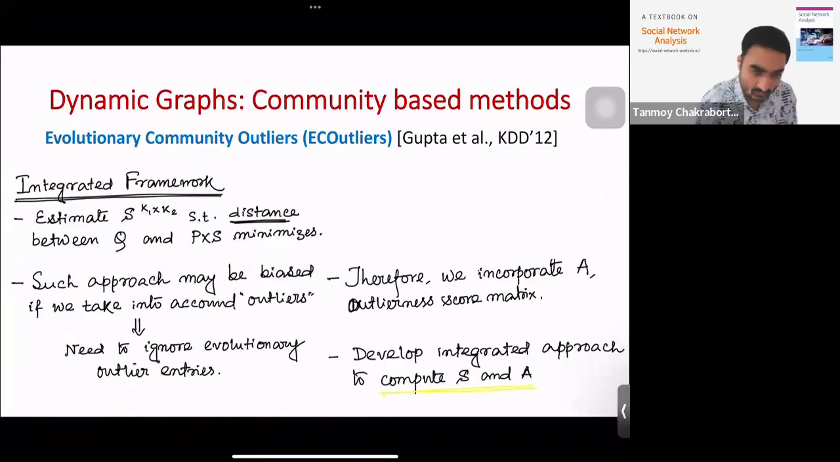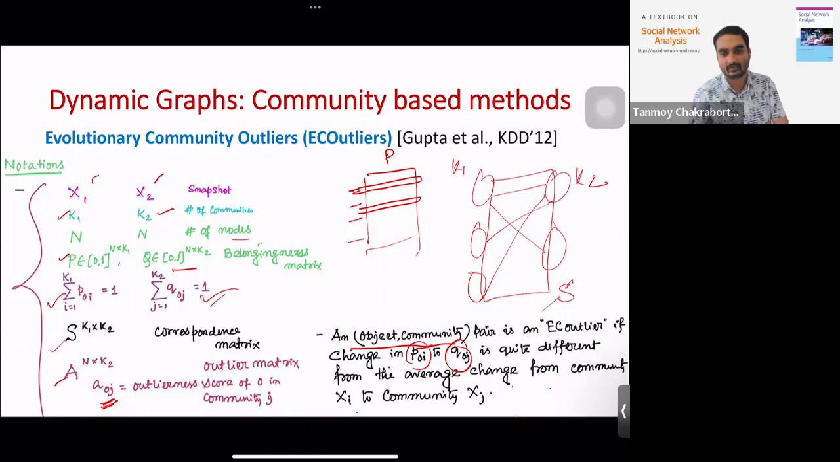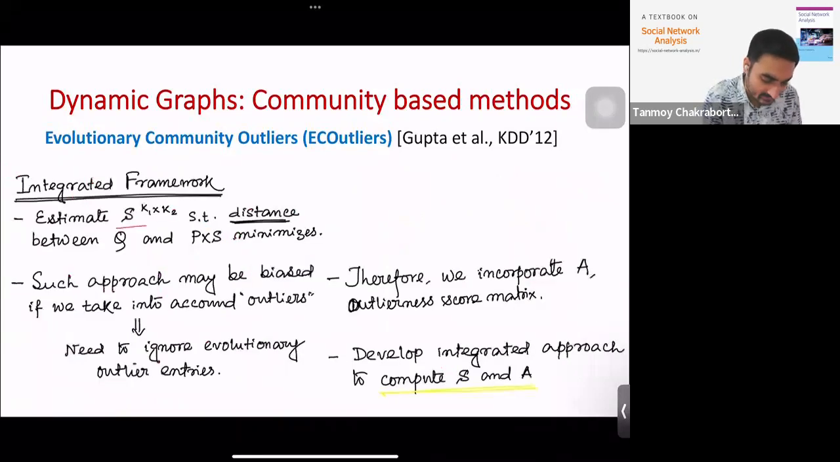Now let's look at the method. So what is our task? What are known? We know this one, we know this one. Let's assume that you have some ways to quantify the belongingness of a node to a community. You already know the snapshot, so you can get the community structure and easily measure this one. You can also measure this one. This is unknown. This is also unknown. So your task will be to estimate S. What is S? S is the correspondence matrix. Your task is to estimate S such that the distance between Q and P cross S is minimized.